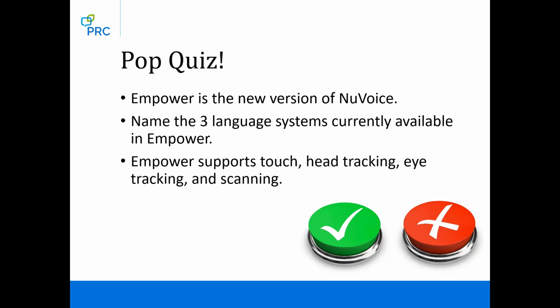Empower supports touch, head tracking, eye tracking, and scanning. Is that true? Yes, of course it's true. Empower will do all 4 of our access methods to our Accent devices. Well, Accent 800 does not support head tracking or eye gaze, but it will support touch and scanning, as well as keyboards. So hopefully you are now ready to Empower.